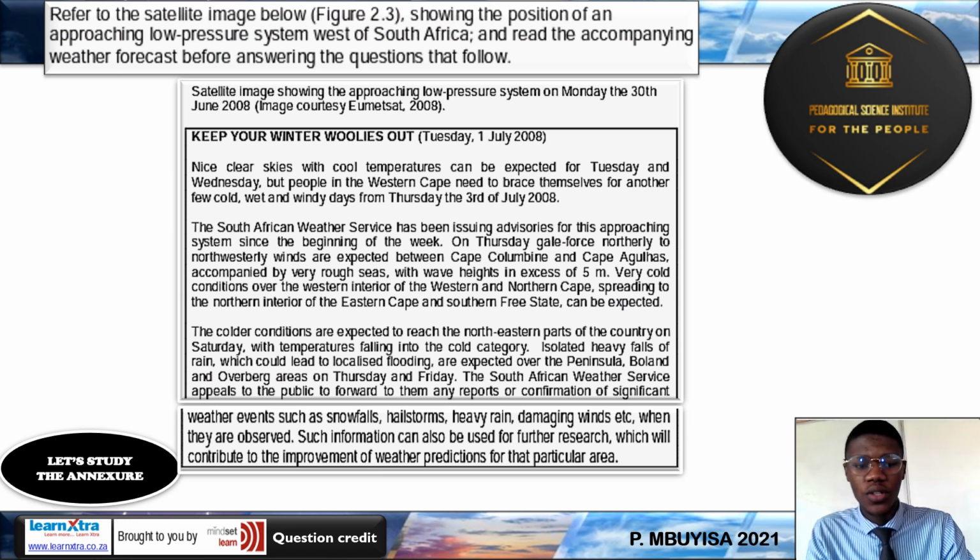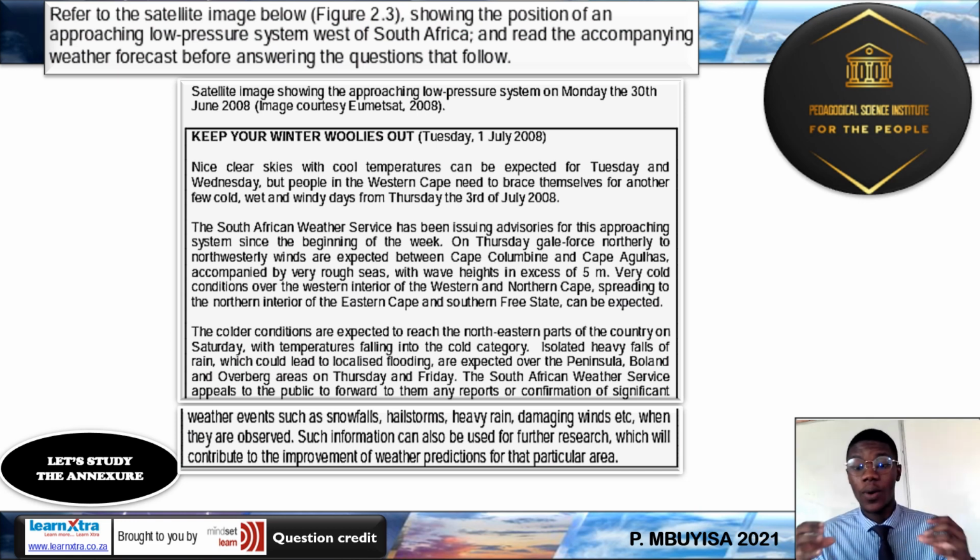Isolated heavy falls of rain, which could lead to localized flooding, are expected over the peninsula, Bowland and Overberg areas on Thursday and Friday. The South African Weather Service appeals to the public to forward to them any reports or confirmations of significant weather events such as snowfalls, hailstorms, heavy rains, damaging winds, etc.